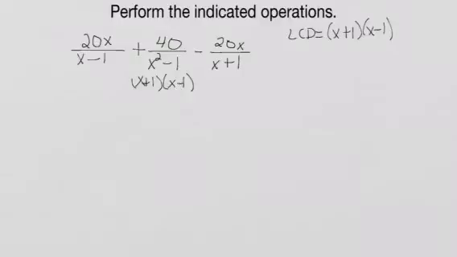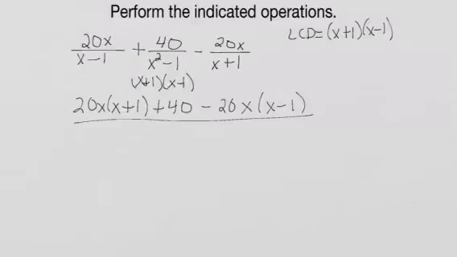Alright, so this first term is missing the x plus 1. So we have 20x times x plus 1. The middle term isn't missing anything, so we just have the plus 40. No reason to multiply it by anything because the denominator is the LCD. And then this last one is missing the x minus 1, so that's the one that's going to get multiplied to. And all of this now is over that LCD of x plus 1, x minus 1. So just keep in mind, what you're doing is you find the LCD, and you just multiply each term by whichever factor from the LCD is missing.